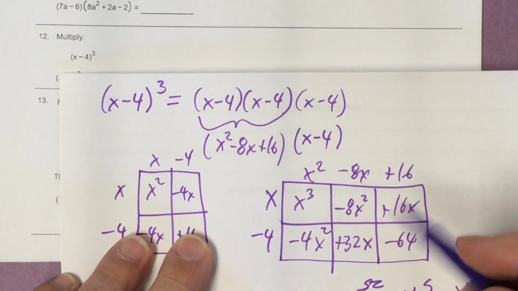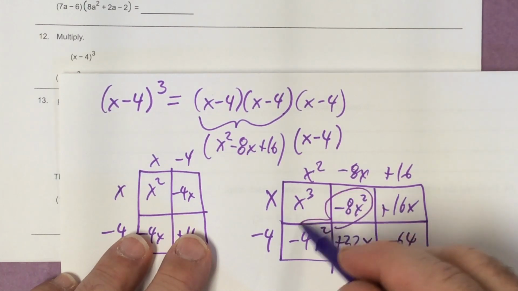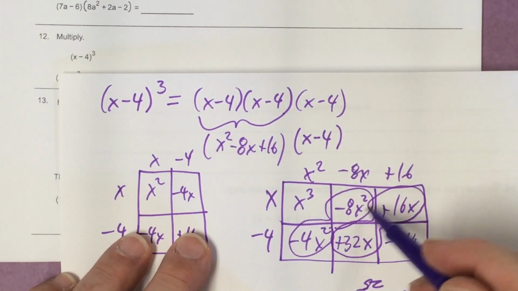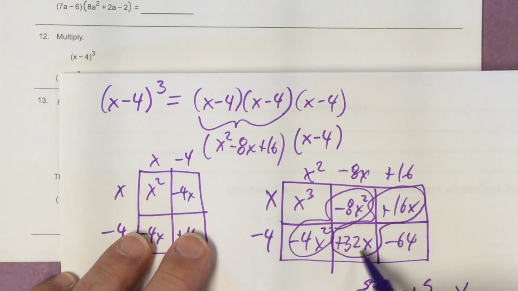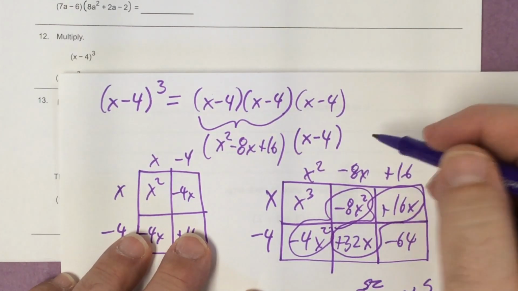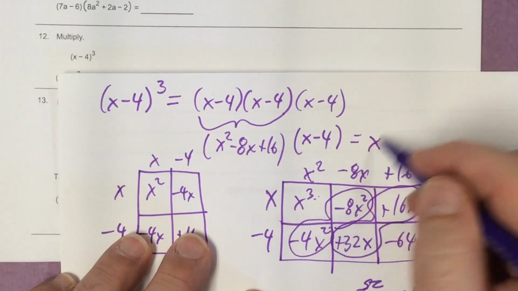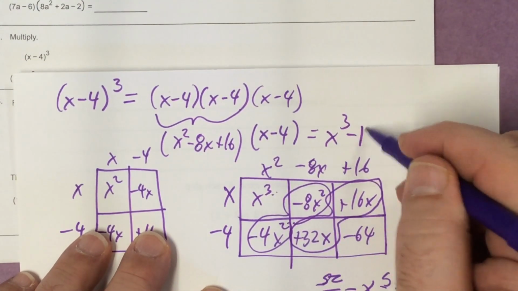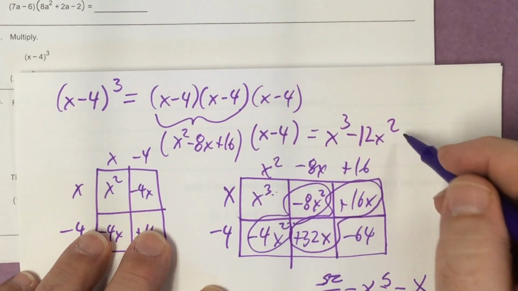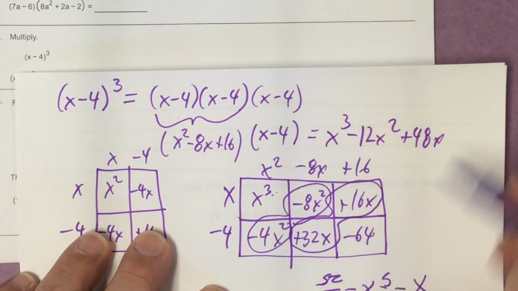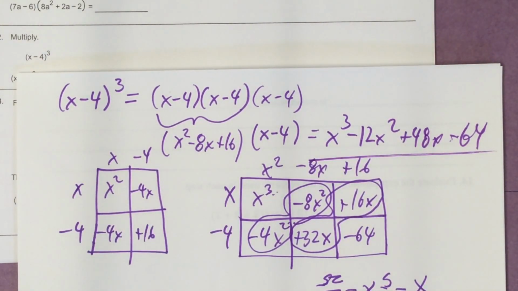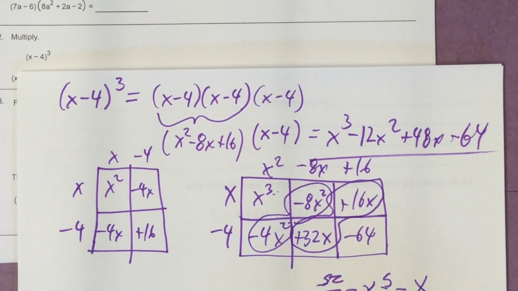And as I showed in the questions we went over in class yesterday, here I've got a couple of like terms. It doesn't always work this way, but here, since the variables and exponents are the same, we can combine these. This will yield a final result of x to the third, negative 8, negative 4, negative 12x squared plus 48x minus 64. And that's going to be the final answer to, at least in that particular question, question 12.